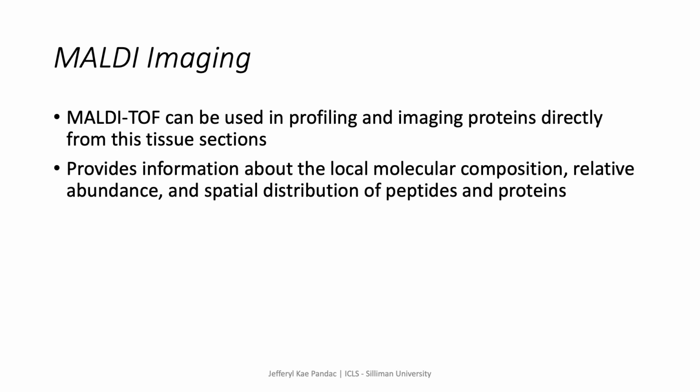The MALDI-TOF can also be used in profiling and imaging proteins directly from thin tissue sections, and this technique is known as MALDI imaging mass spectrometry or MALDI-IMS. It provides specific information about the local molecular composition, relative abundance, and spatial distribution of peptides and proteins in the analyzed section. MALDI-IMS can analyze multiple unknown compounds in biological tissue sections through a single measurement that can obtain molecule imaging of the tissue while maintaining the integrity of cells and molecules in the tissues.